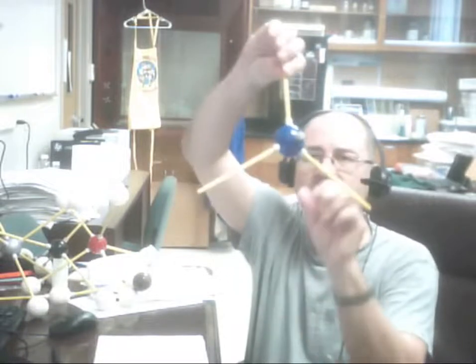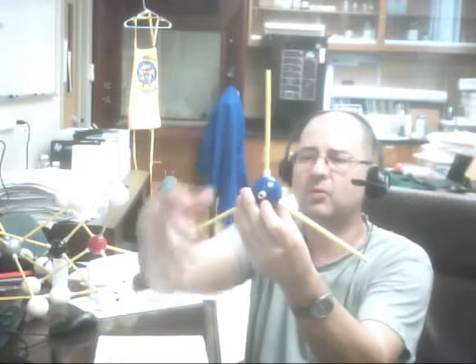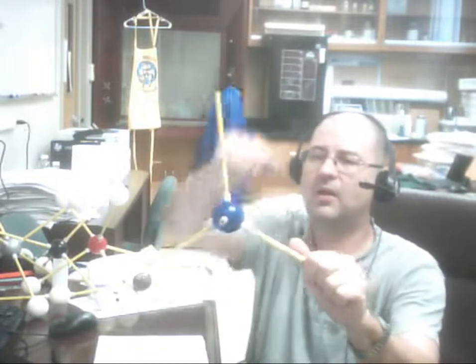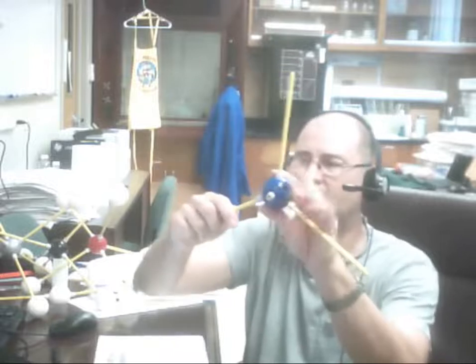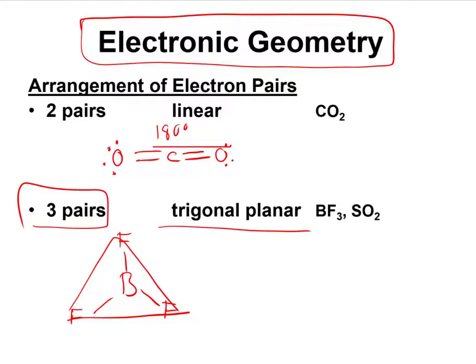But it doesn't really matter. It's electronic geometry, whether these are bonded pairs or lone pairs, right? So whether there are two atoms here and a lone pair, it doesn't matter. The electronic geometry of this with three things attached is trigonal planar, okay?